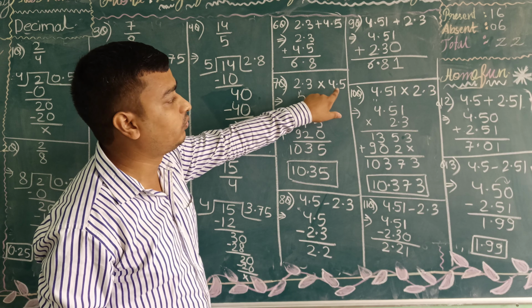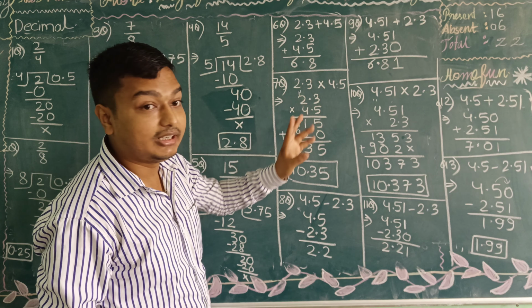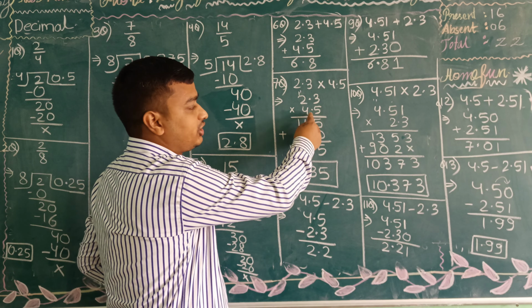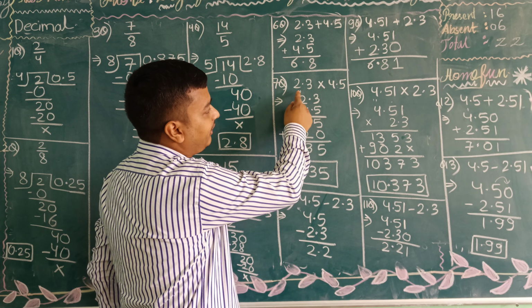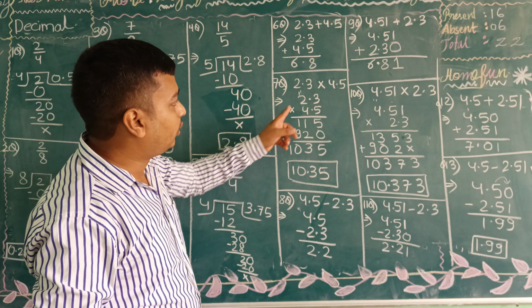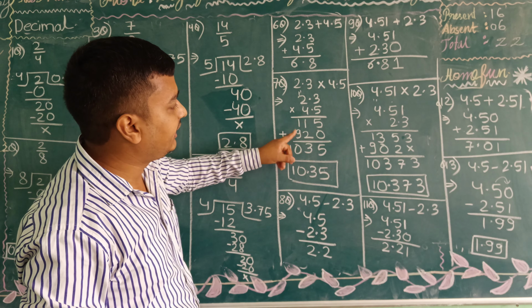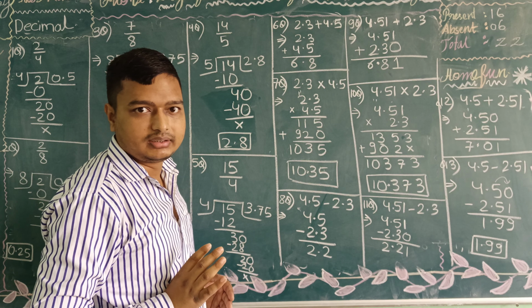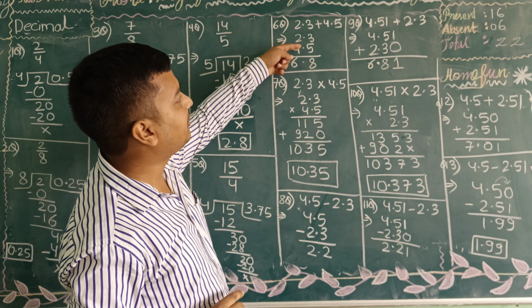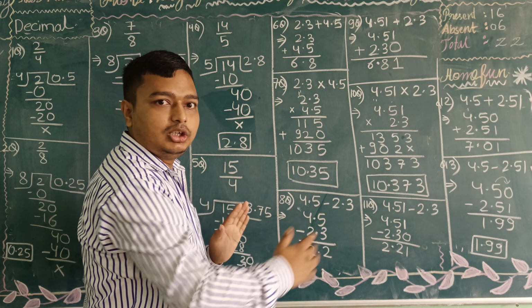Next, 2.3 into 4.5, decimal, decimal. In multiplication, how we will do? Same position I will write. Near decimal to decimal I have written over there. Now 5 3 is 15, 5 1, 5 2 is 10, 11. 4 3 is 12, 2 1, 4 2 is 8, 9. Normal. How we are doing the multiplication? Same I will do here. Only in case of addition, remember decimal to decimal I will match. Later I will tell you how to add.